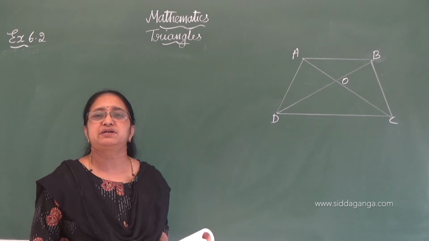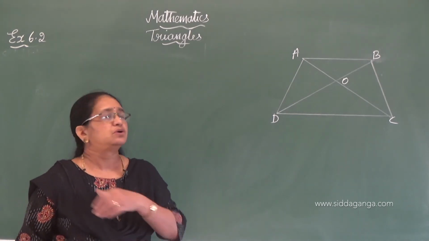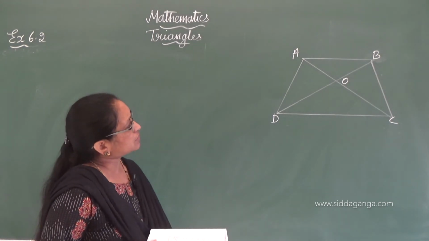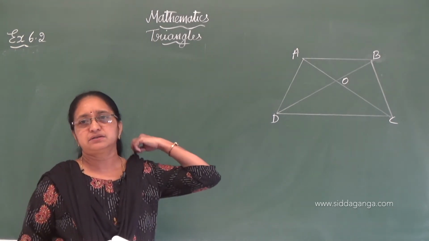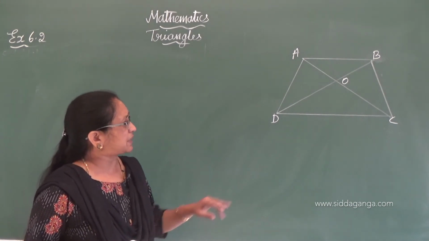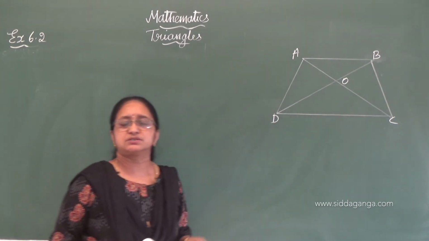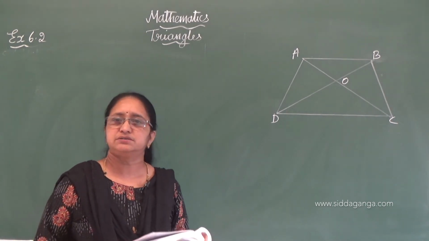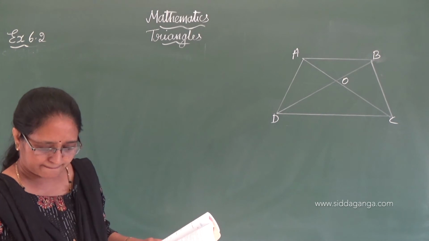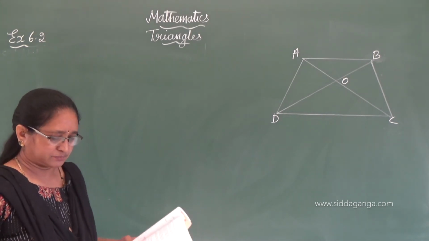So, what is the property of trapezium? What we need to prove here is that if one pair of sides of a quadrilateral is parallel, then it is a trapezium. If we show that AB is parallel to DC, then we can say that ABCD is a trapezium. Okay. So, let us try to solve that.